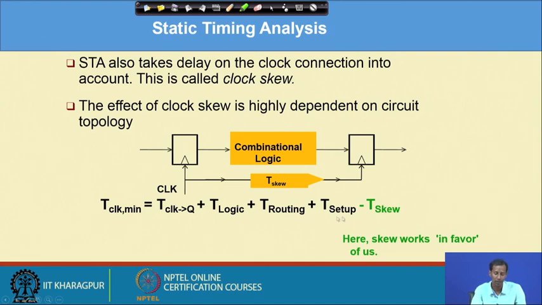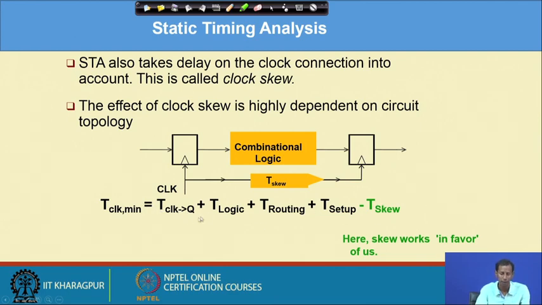Why, actually, as I said in the beginning, this static timing analysis is done through the EDA tool automatically, right. So, depending on these kinds of factors, the EDA tool itself automatically computes the corresponding values of T clock minimum, considering each of these factors.